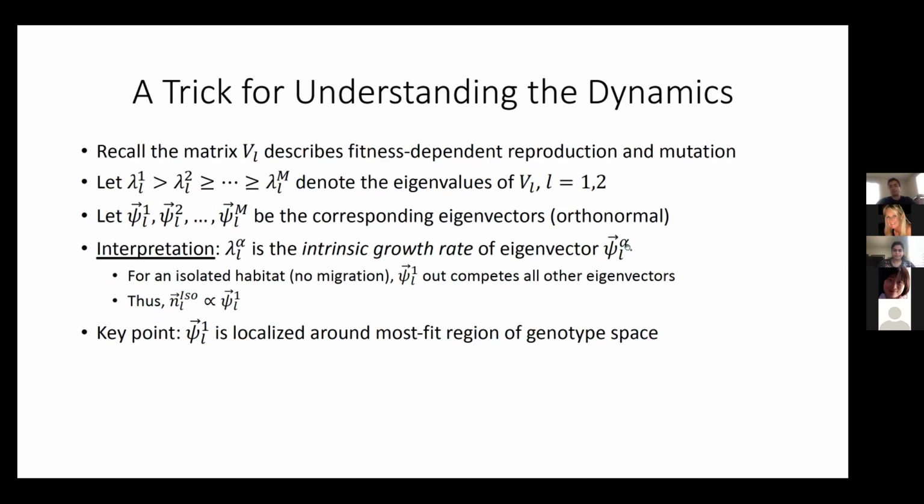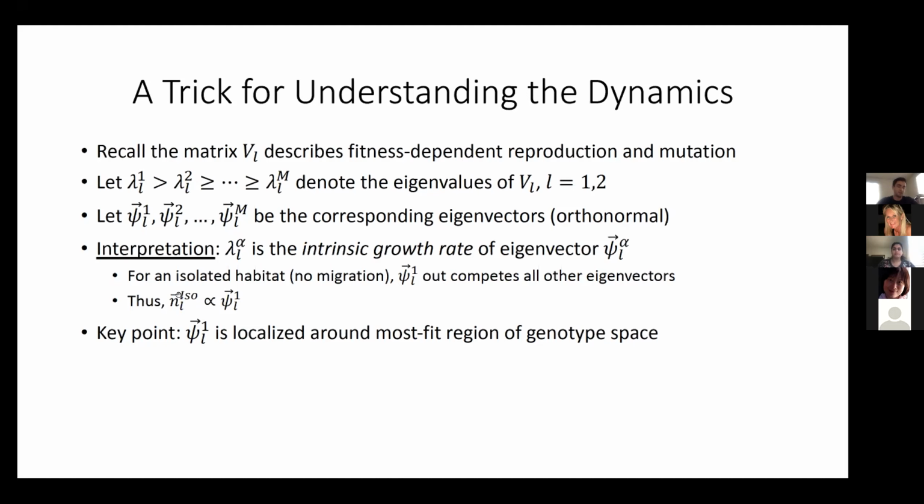And that means it's the growth rate of the eigenvector in the absence of migration and in the absence of the resource constraint. So the intuitive picture you can have is that these eigenvectors compete with one another in the habitat, and their competitiveness is determined by their intrinsic growth rate. And as time goes on, psi superscript 1, the eigenvector with the greatest growth rate, just outcompetes all the other eigenvectors. And so finally, we're just left with the steady state population in the isolated habitat.